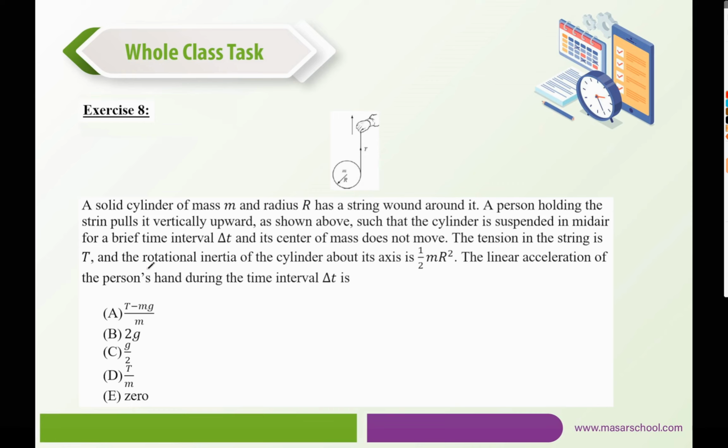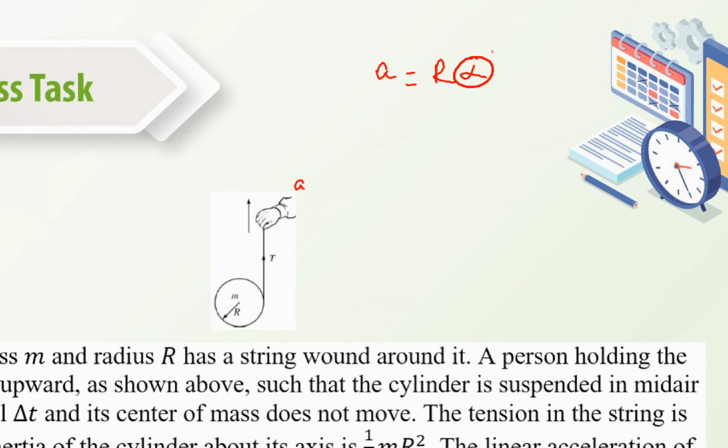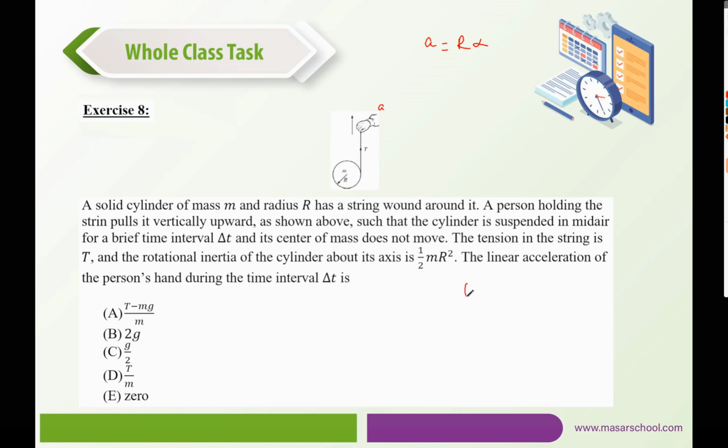The tension in the string is capital T, and the rotational inertia of the cylinder about its axis is given by half mr squared. The linear acceleration of the person's hand during the time interval delta t is given by what? Now we need to find the linear acceleration a of the person's hand, which is related to the angular acceleration alpha of the disk of the cylinder, and they are related to each other by a is equal to r multiplied by alpha. So basically, if we find alpha using Newton's second law for rotation, a is determined. Then tau net is given by I multiplied by alpha.